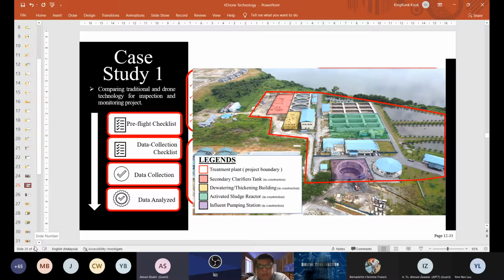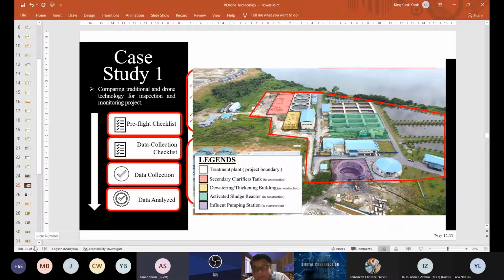The first case study that we are going to adopt is to monitor the time and cost that can be saved if we inspect with the drone compared to physical monitoring. The site selected is the Kuching Centralized Wastewater Treatment System, package number 2. Within the site, there are a few buildings and infrastructures being put up concurrently.